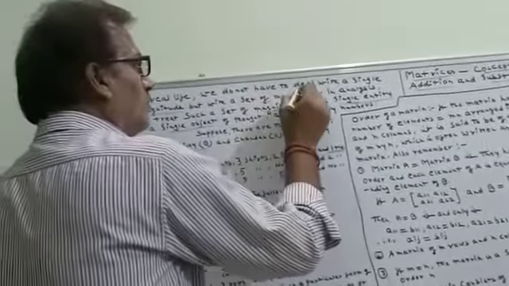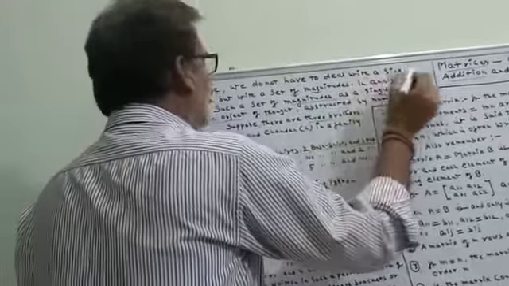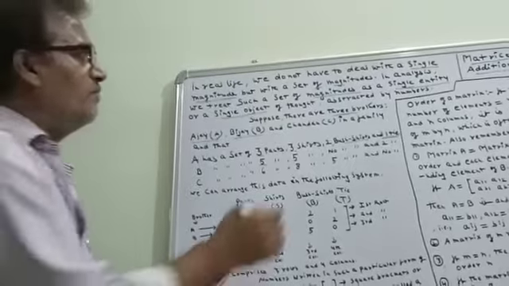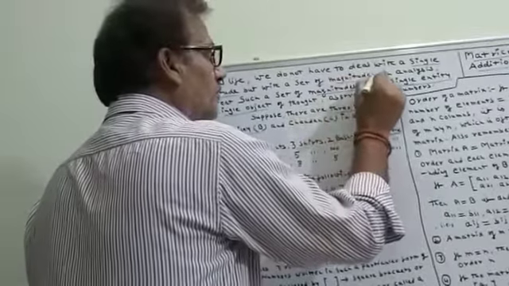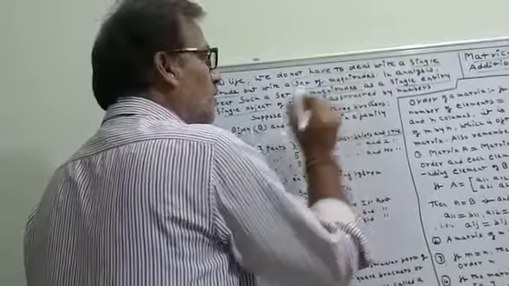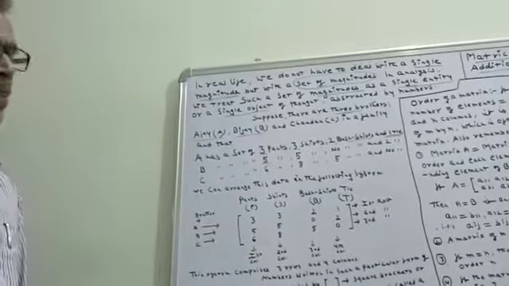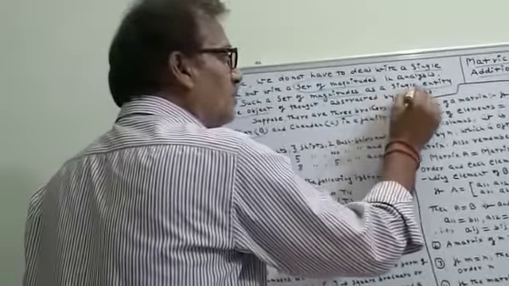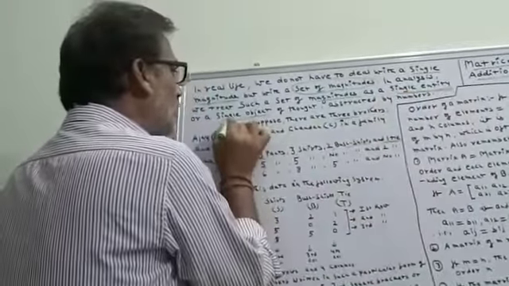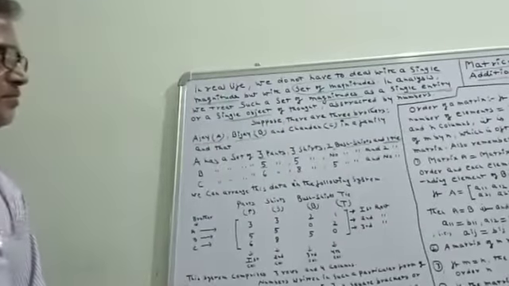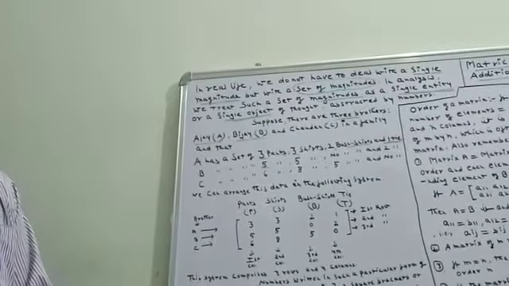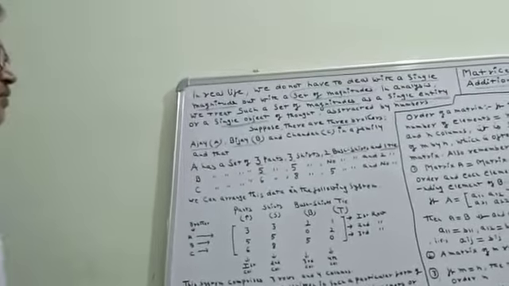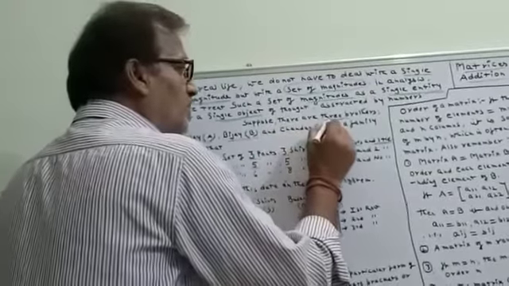Now in real life we do not have to deal with a single magnitude but with a set of magnitudes. In analysis we treat such a set of magnitudes as a single entity or a single object of thought abstracted by numbers.